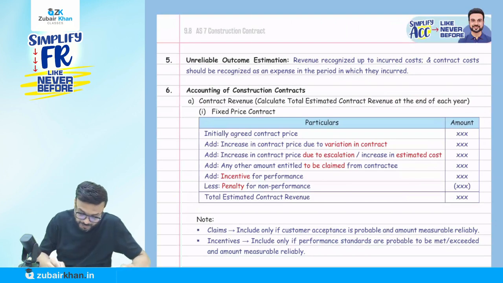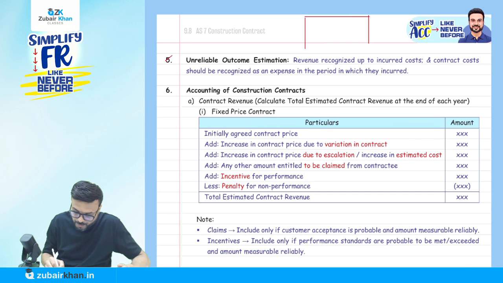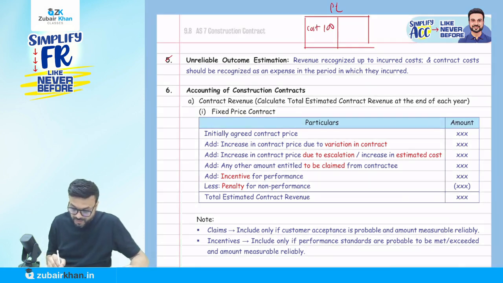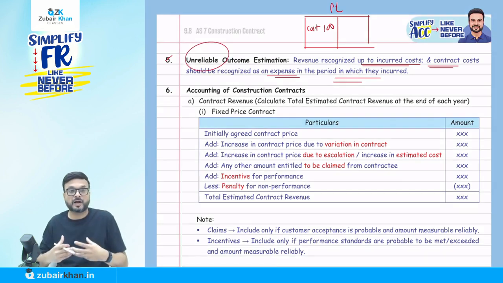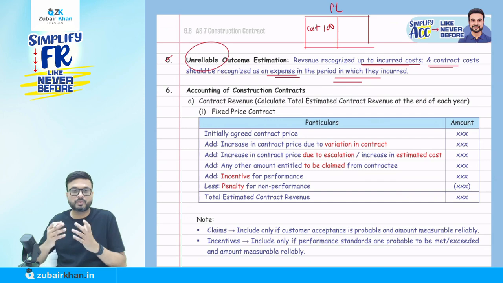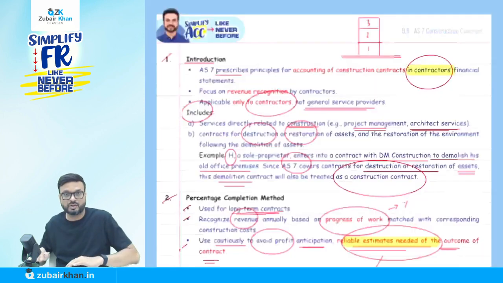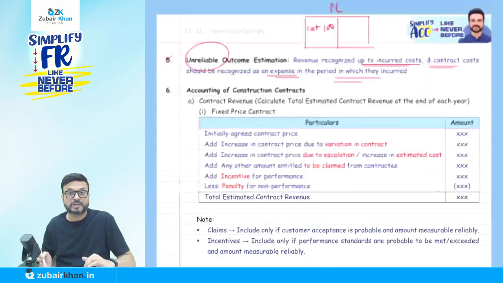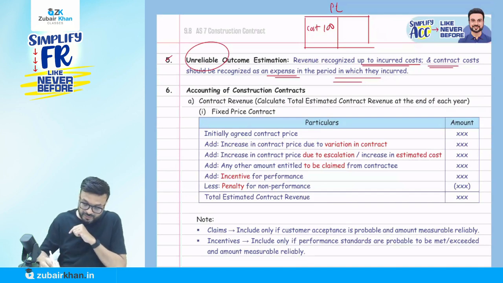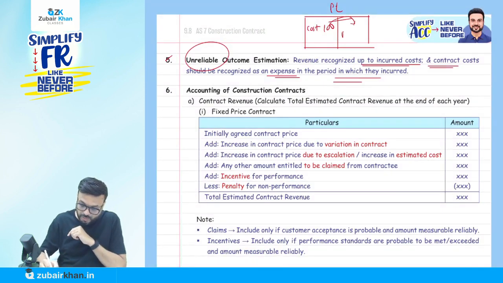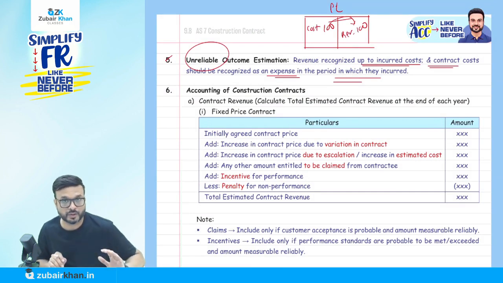So what does it mean? Suppose this is my profit and loss account of the contractor, and suppose the costs incurred are, let's say, 100 crore that year. The revenue is recognized up to the cost incurred, and the contract cost should be recognized as an expense in the period in which it is incurred. If I cannot make a reliable outcome estimate, or any of these conditions is not satisfied, then whatever cost we have incurred, the same amount will be recognized as revenue. So I will recognize the same amount of revenue, that is, the 100 crore. You got the point?